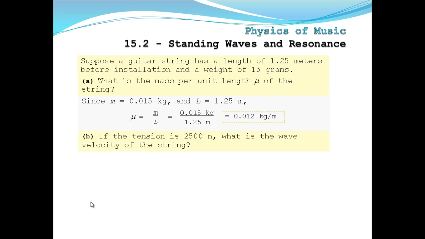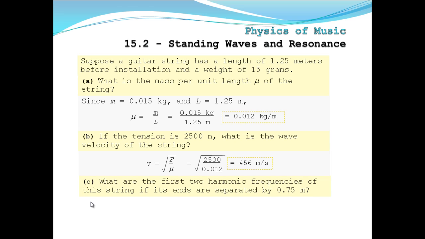If the tension of the string is 2,500 newtons, what is the wave velocity of the string? So velocity is the square root of the tension divided by mu. So the square root of 2,500 divided by 0.012, and you get 456 meters per second. Pretty fast.